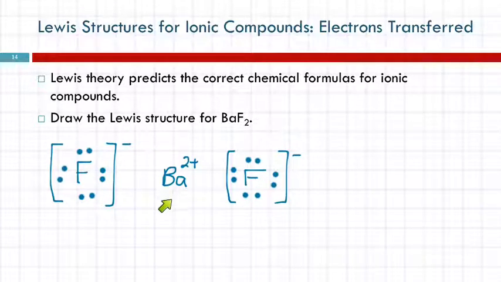So barium had 2 valence electrons. It lost both of them. Gave one to this fluorine, one to that fluorine, making both of these -1 ions with 8 valence electrons. Now we've got positive charges and negative charges. They're all attracted to each other. And this represents barium fluoride. Any questions?